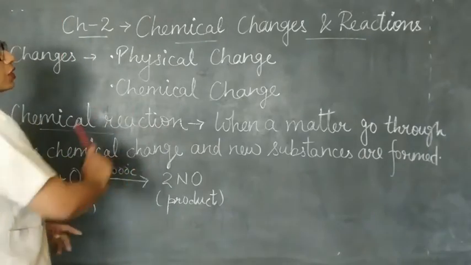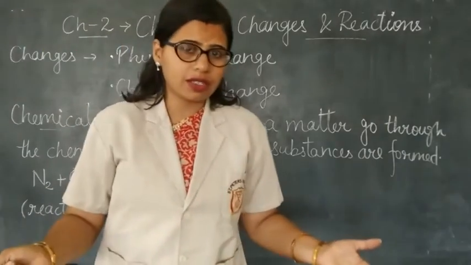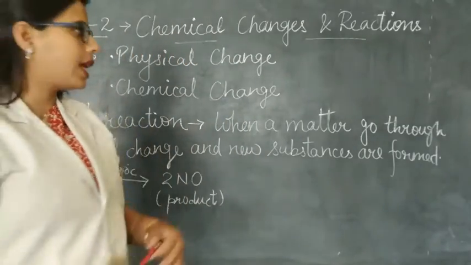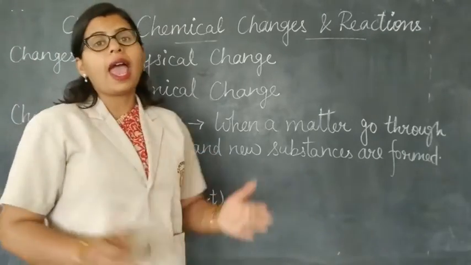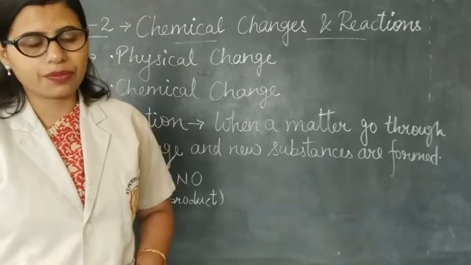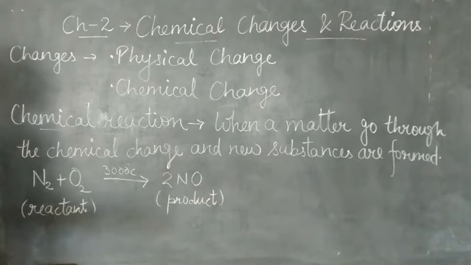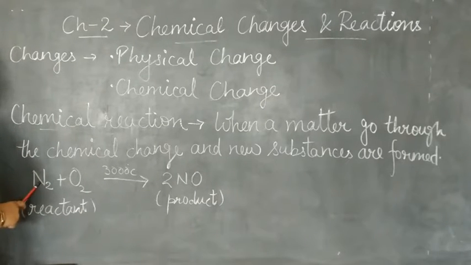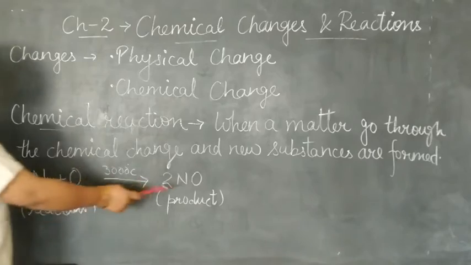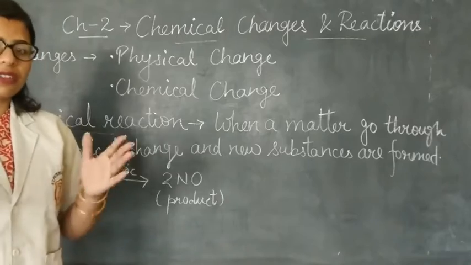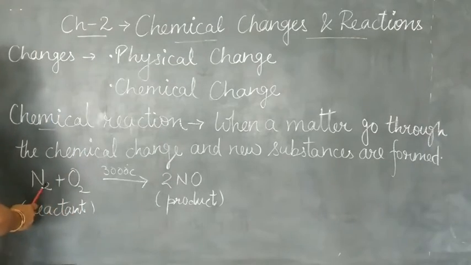Now, chemical reaction. What do you mean by chemical reaction? Chemical reaction performs when a matter goes through the chemical change and new substances are formed. We can take the example of nitrogen and oxygen. You can clearly see here that one molecule of nitrogen is combined with another molecule of oxygen. And these two combine together to form a molecule of nitrogen oxide, which is a completely different substance from nitrogen and oxygen.